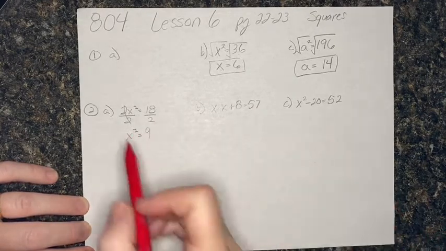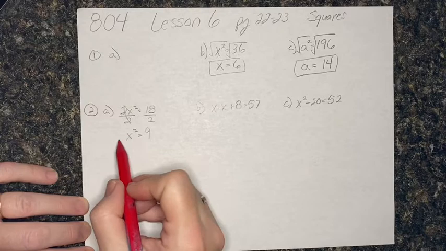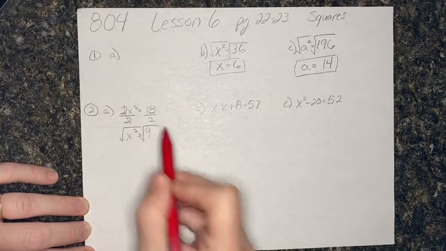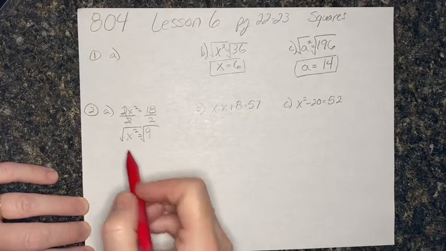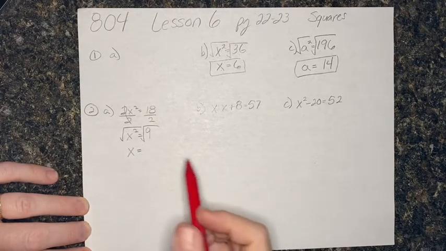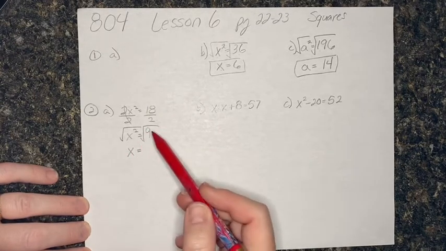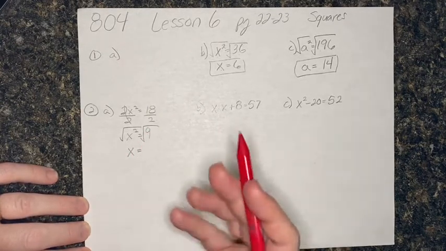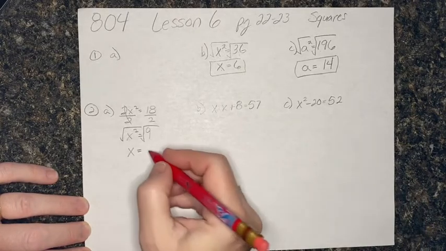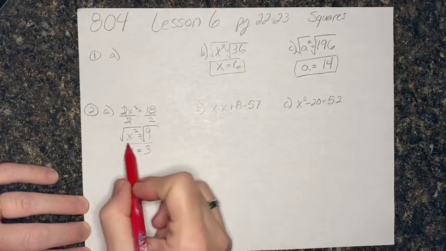Now we have an x squared. We need to get the x by itself. The opposite of a square is a square root. We take the square root of both sides, and that leaves us with x equal to the square root of 9. What's the square root of 9? Well, 3 times 3 is 9, so the square root of 9 is 3.